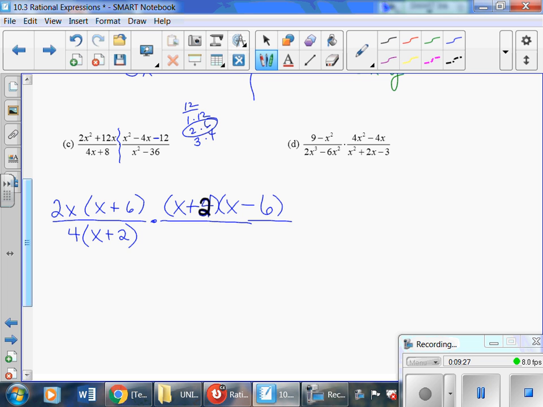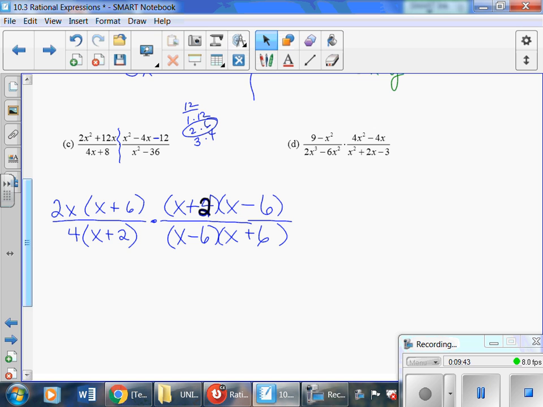So I do a quick check, -6, +2, -4, that's fine. And then in the bottom, hopefully those red flags are flying, and you can see that that's the difference of two perfect squares, x minus 6 and x plus 6. So now this is the fun part. All right, so what are we going to be canceling out?